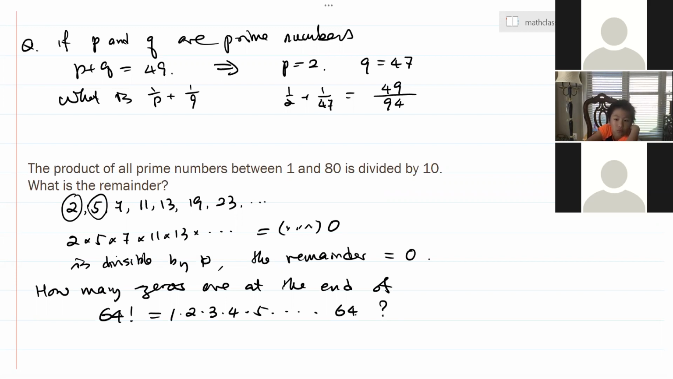This has nothing to do with primes, but we use some ideas from the previous problem. So Elaine says it's 13.